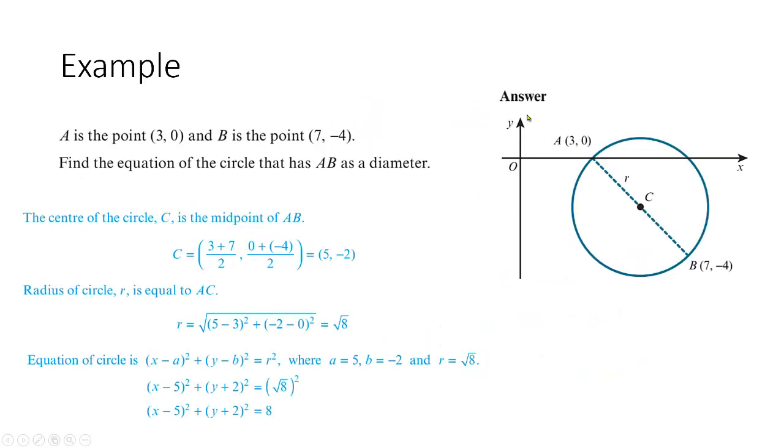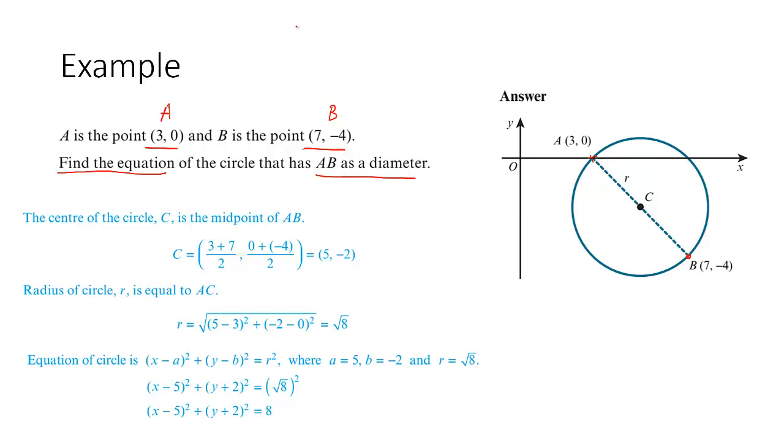In this question, student, there are 2 points. This is point A and this is point B. These 2 points are on the circle. Look here, point A and point B are on the circle. We have to find the equation, student. So AB is the diameter, it is given in the question.